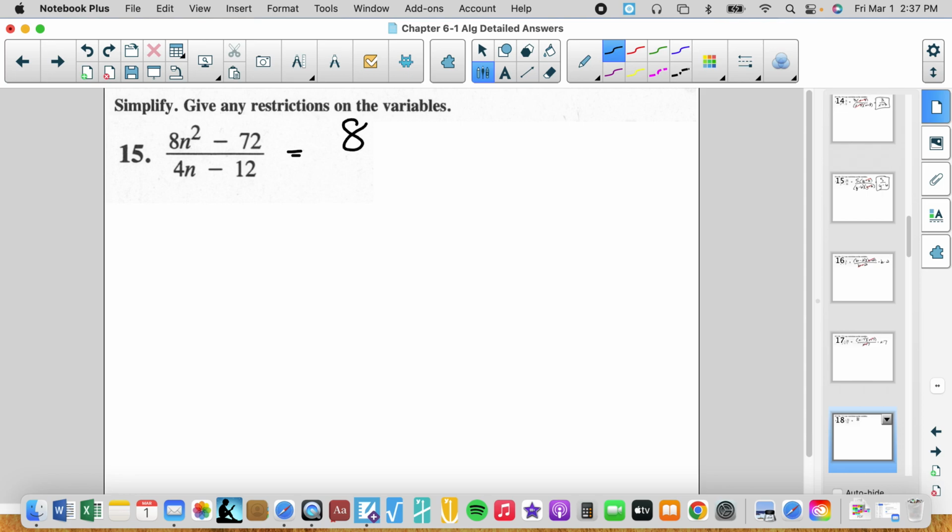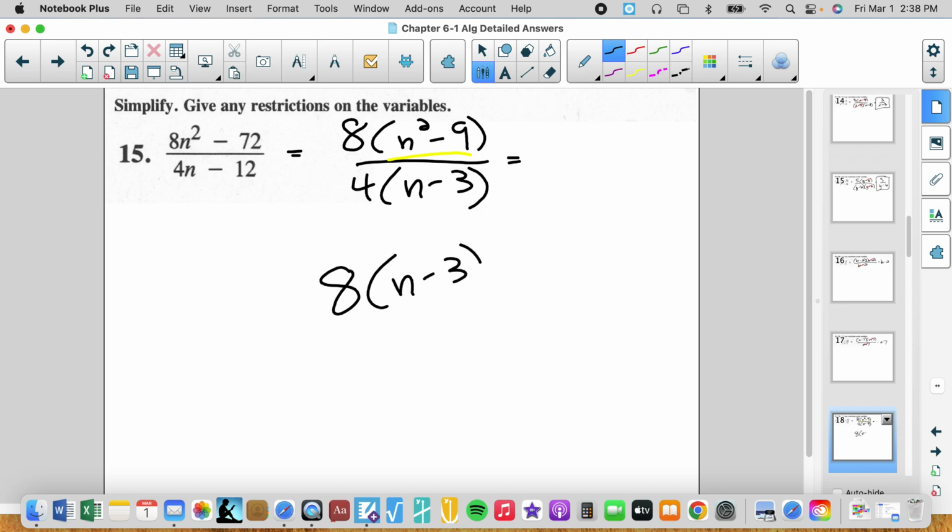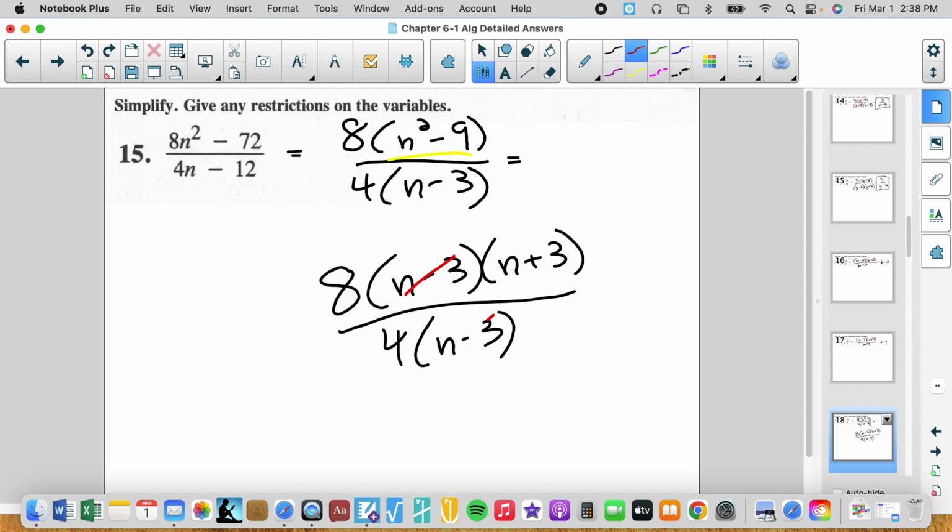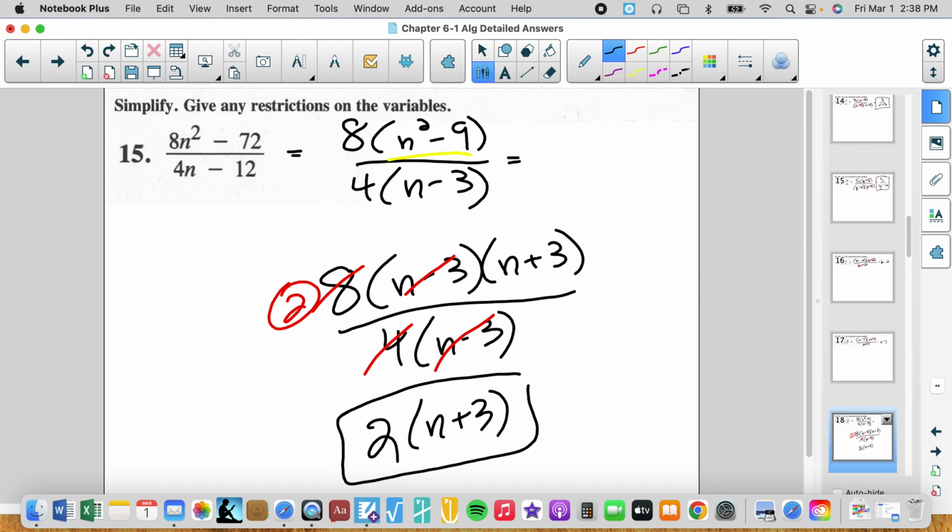Factor out an 8. You're left with n squared minus 9. Factor out a 4. You're left with n minus 3. We notice that this is the difference of squares, so we can still factor that. Let's put it below it. So that's n minus 3, n plus 3 over 4 times n minus 3. The n minus 3 cancels. The 4 and the 8 cancel also. And you're left with n times the quantity n plus 3.